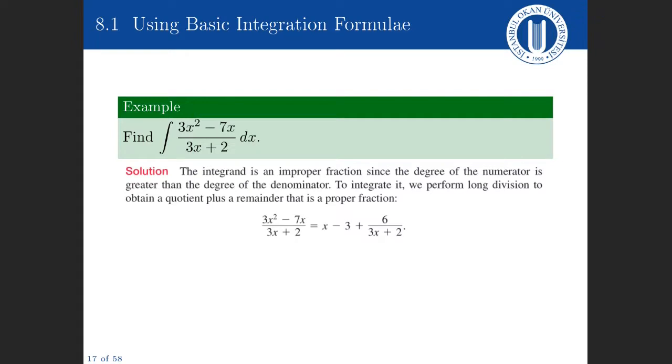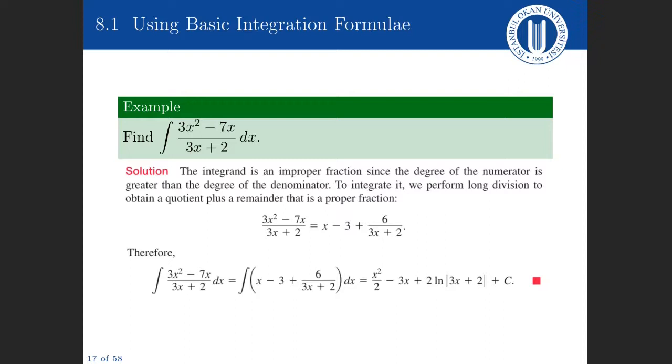We can perform long division, however you were taught, and we can write our integrand as x minus 3 plus 6 over 3x plus 2. And then it becomes easier to integrate. Integrating x, that's easy. Integrating 3, again, that's easy. Integrating a number divided by a number x plus a number, again, it's easy, just using substitution. We can find this as 2 natural logarithm of the absolute value of 3x plus 2.